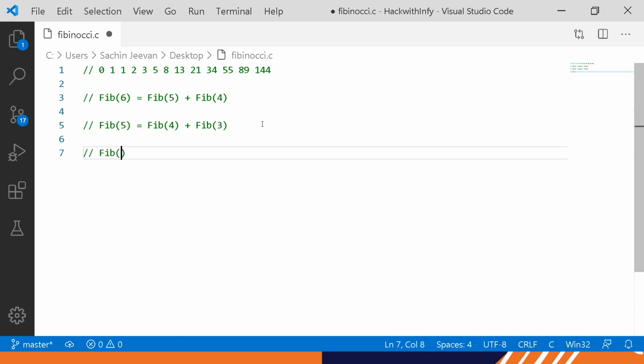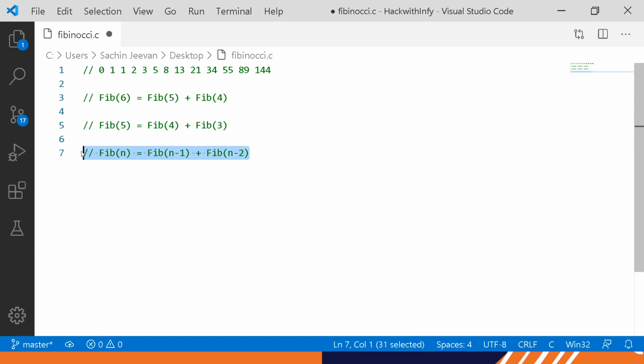Generalizing this, Fibonacci of a general n: if this term is n, then what is this? n minus 1. What is this? n minus 2. If n is equal to 5, then 4 is n minus 1, 3 is n minus 2. So for any n you can write: Fibonacci of n is equal to Fibonacci of n minus 1 plus Fibonacci of n minus 2. Fine, so this is the formula.